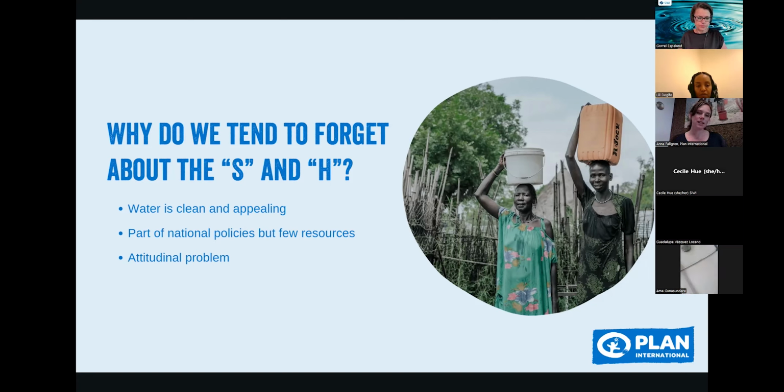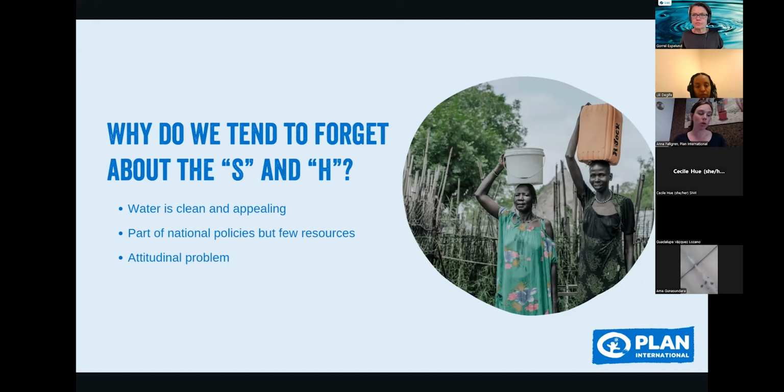We also see that sanitation and hygiene is often part of national policies in countries, but there are few resources to handle it. And sanitation and hygiene is not a priority among donors either. According to the WHO, a study said that aid disbursements for sanitation were only half of that for drinking water between 2010 and 2018. So I think that says quite a lot about priorities as well. So it is an attitudinal problem.